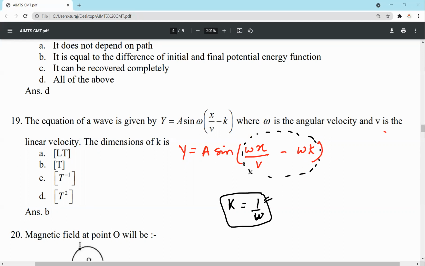Theta is a dimensionless quantity, right? Sine theta, so this should also be dimensionless. Whatever dimension omega has, if k has 1 by that dimension, it will cancel out and it becomes dimensionless. Time period is 2 pi by omega, so the dimension of k will be T. Option B.